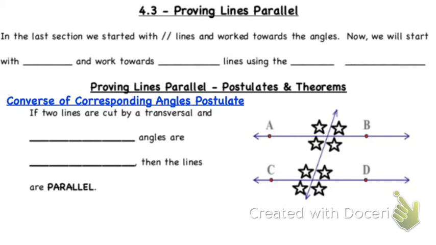Exactly. In the last section, we started with parallel lines and we worked toward angles. We started with having parallel lines and we said, hey, if we know these lines are parallel, we can know these angles are congruent, these angles are supplementary. Now we're going the other way around. We're going to start with angles and we're going to work towards parallel lines using the angle relationships.